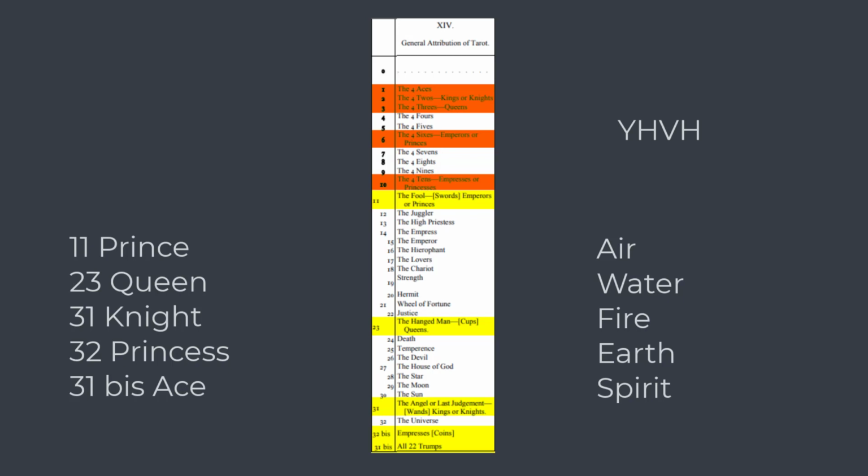But in Table 2, the lower attributions that are associated with the Major Arcana are actually used, and they're in a different order to the ones we normally expect. We start with the prince at 11, the queen at 23, the knight at 31, the princess at 32, and the ace at 31 bis. These elements are actually air, water, fire, earth, and spirit.